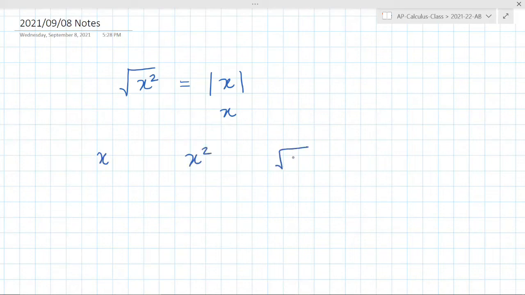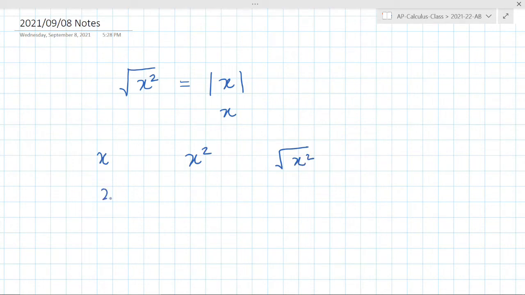So for example, you're trying to find a limit, right? And you're simplifying and you run into the square root of x squared. What would that be simplified to? Why should it not be x? So let's say x, squared, square root of x squared, right?